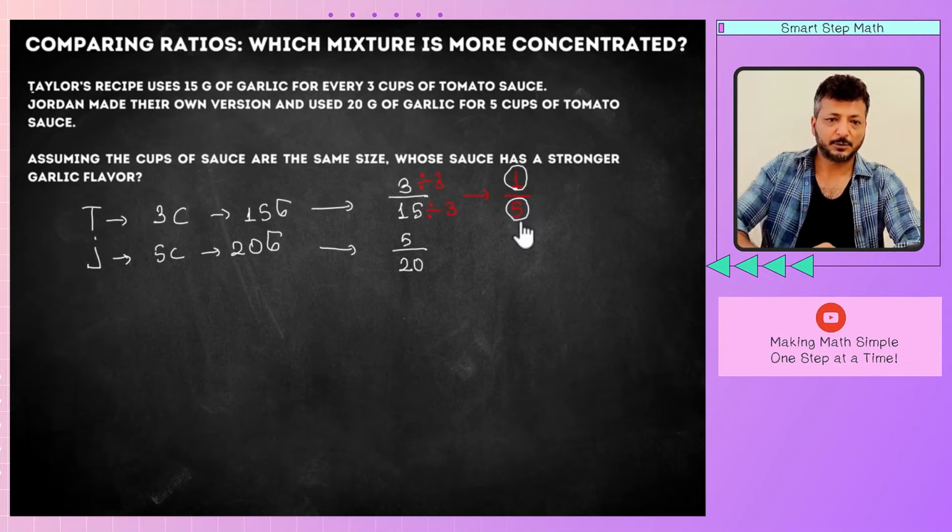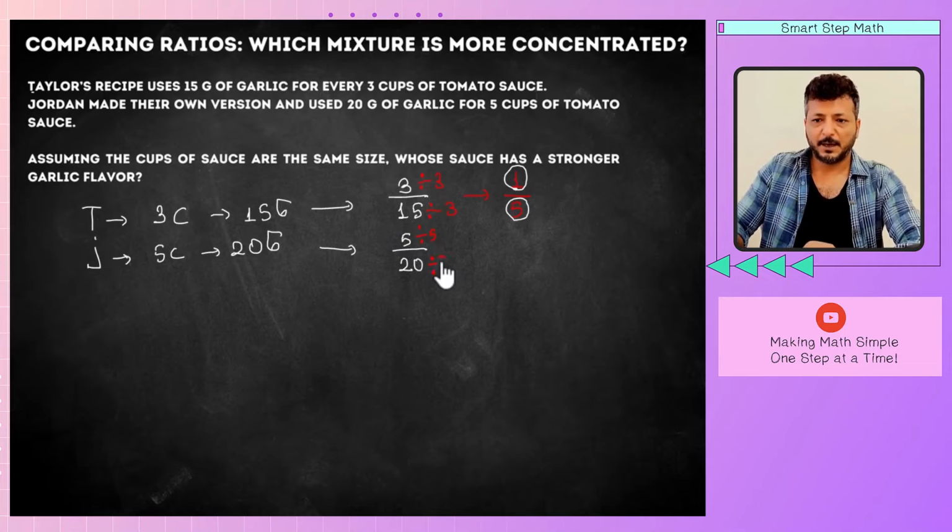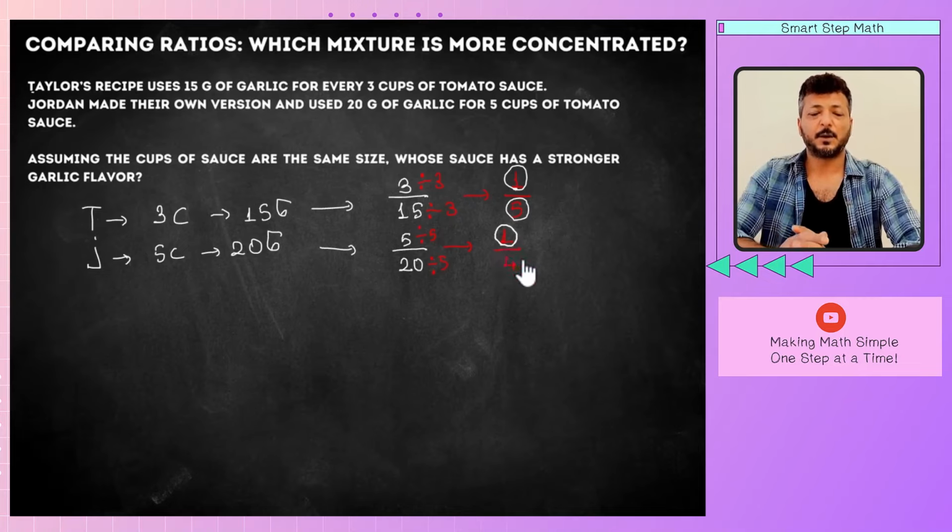Let's look at our second ratio. I can divide the numerator and the denominator of our second ratio by 5. If I divide both by 5, I get 1. When I divide by 25, I find 4. What does this mean? Jordan used 4 grams of garlic to prepare 1 cup of tomato sauce.